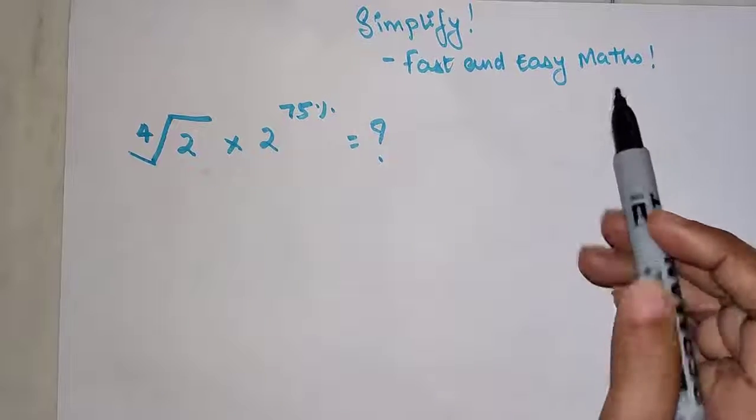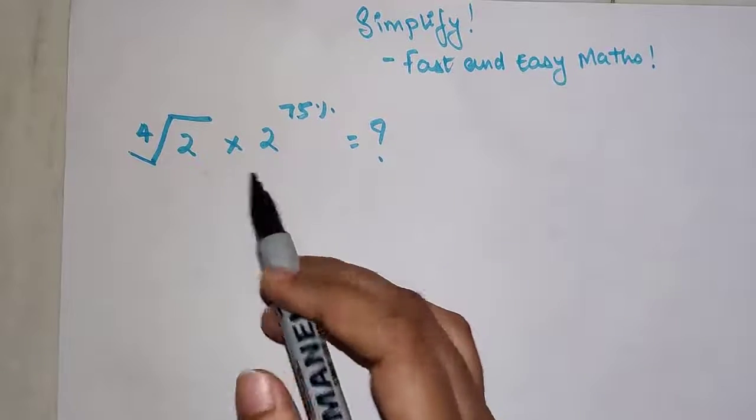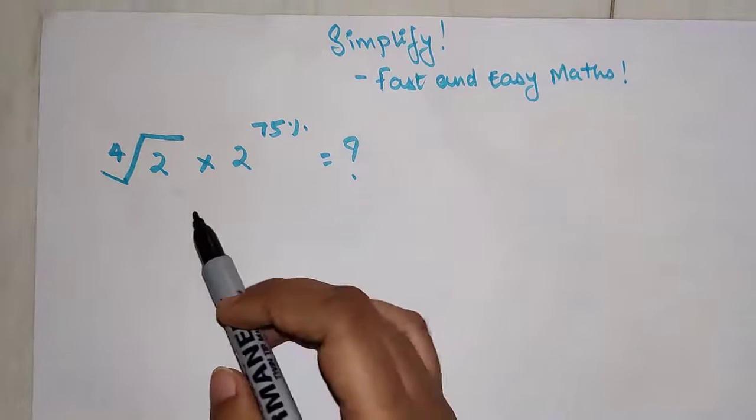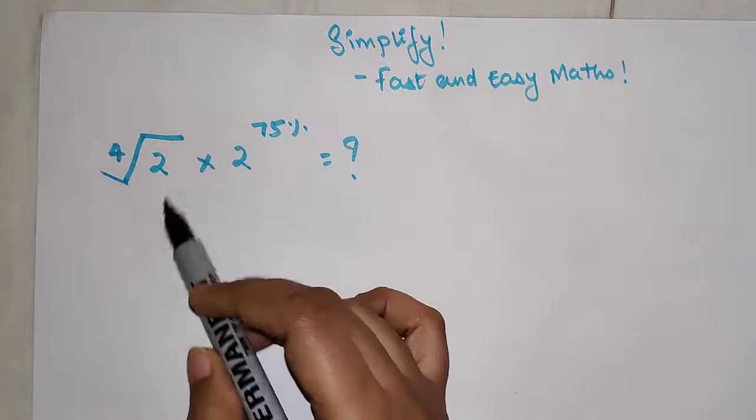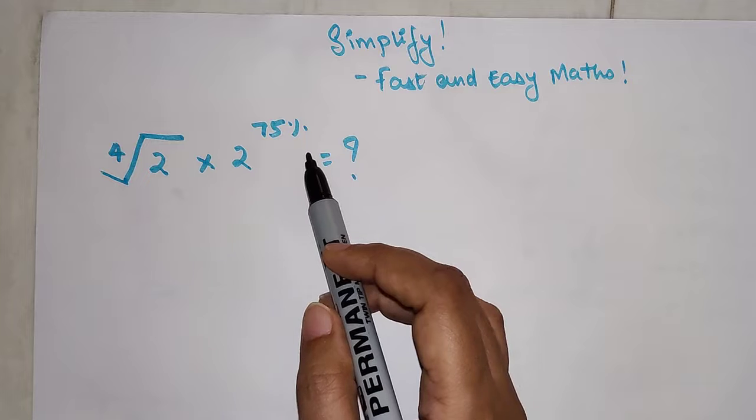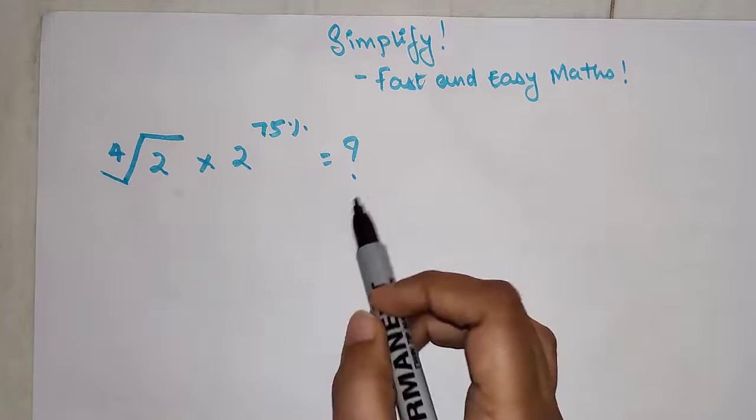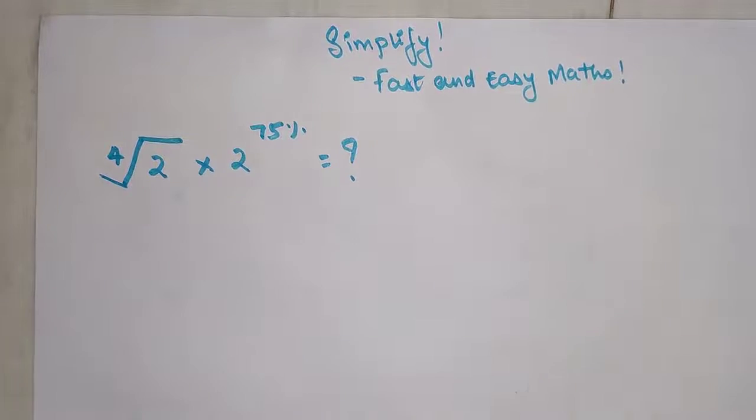related to mathematics. So students, today I'm going to solve a very nice question of indices, which is fourth root of 2 into 2 raised to 75%, and we need to simplify this and find the actual value.